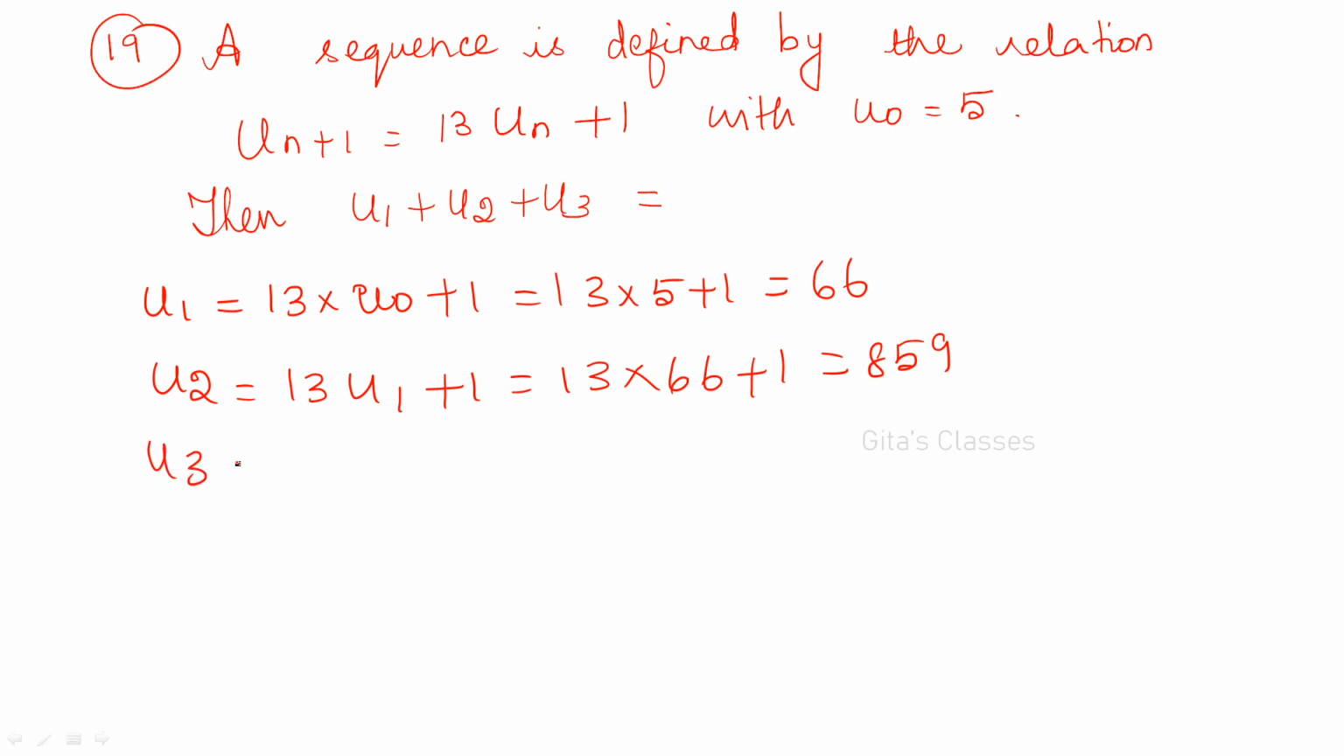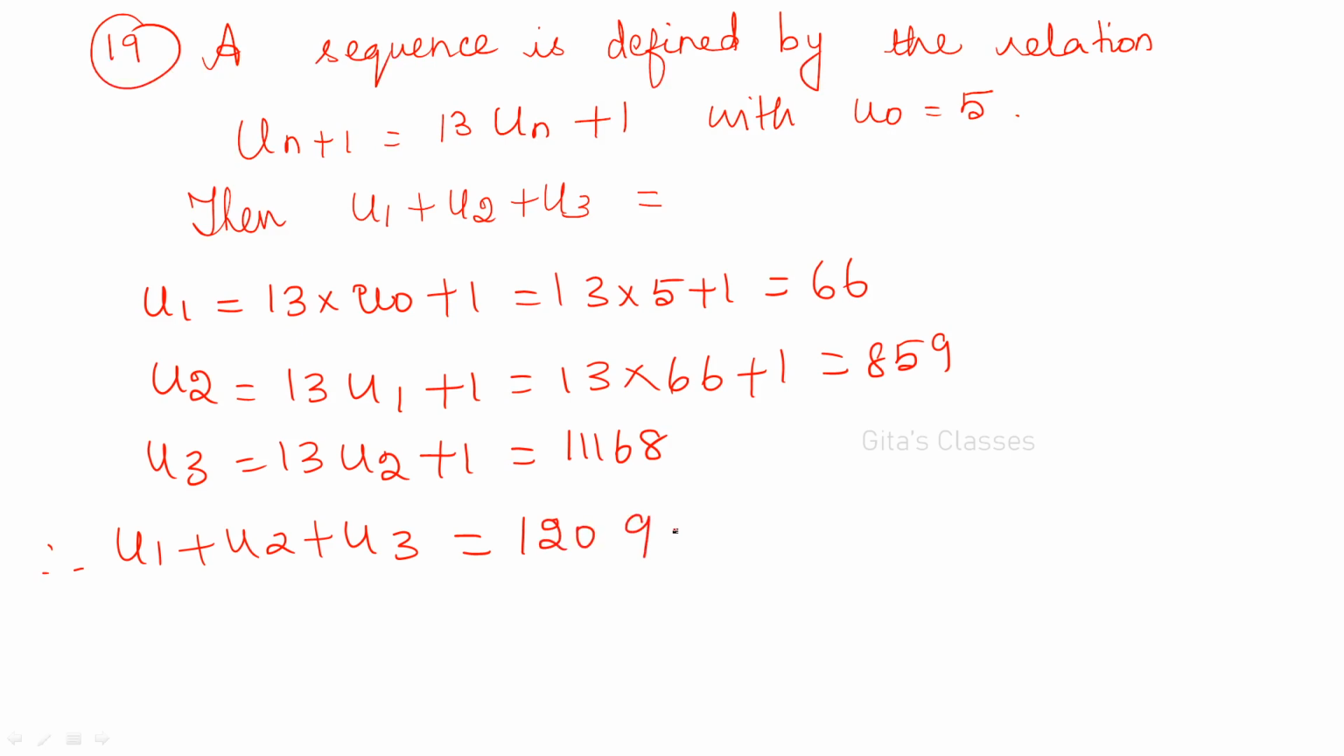And u_3 is 13 into u_2 plus 1. So the answer here is 11168. Therefore, u_1 plus u_2 plus u_3, if you add all the three numbers, you will be getting 12093. This is the answer.